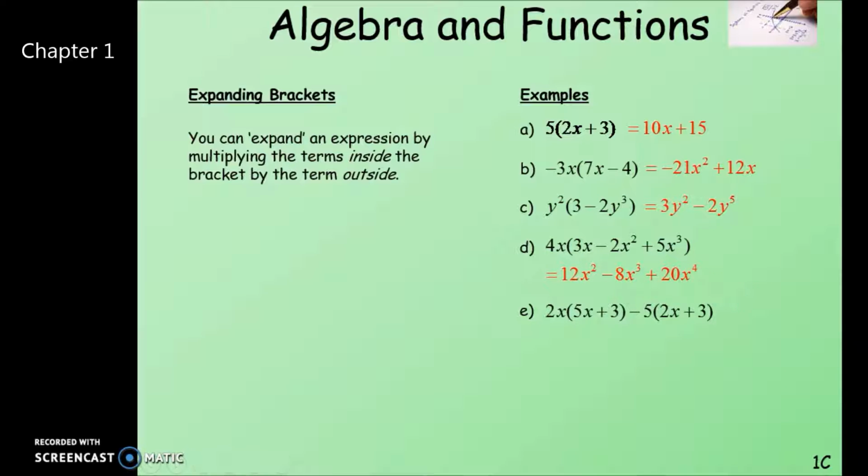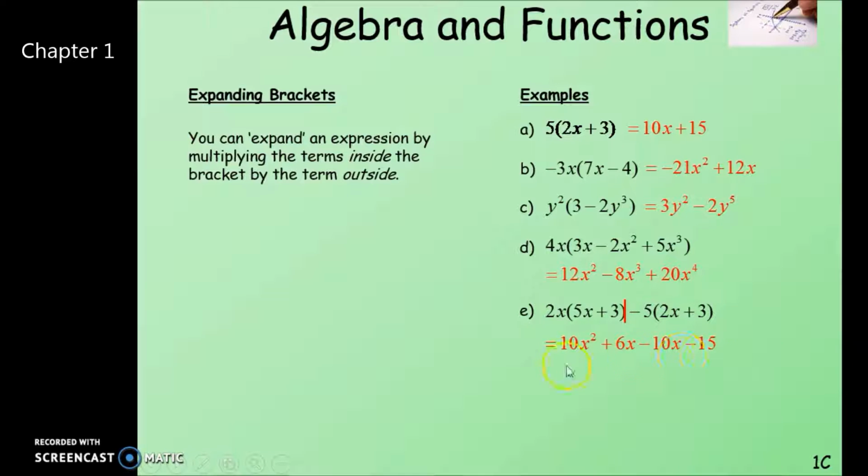Part E, expand the brackets and then see if there's any terms to collect up. Pause the video and have a go. So if you've done that, you should have ended up with the first bracket looking like this. So you've got the 10x squared from these two terms, and then the plus 6x from these two terms here. And in the back, you've got the minus 10x comes from these two terms being multiplied together, and the minus 15 comes from the minus 5 and the plus 3.